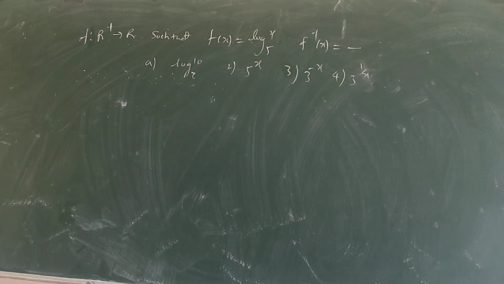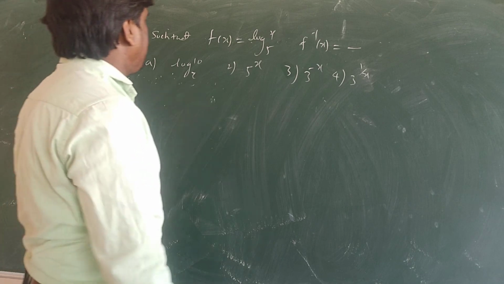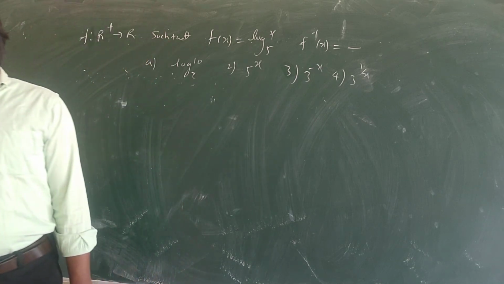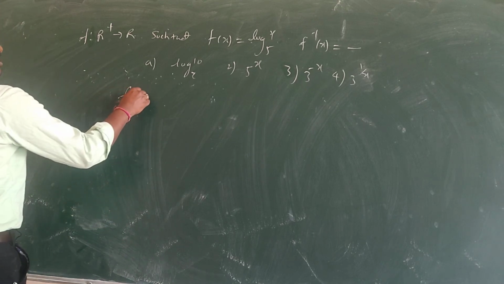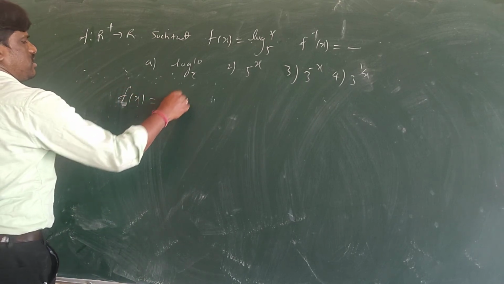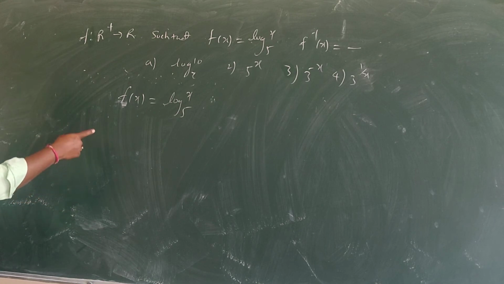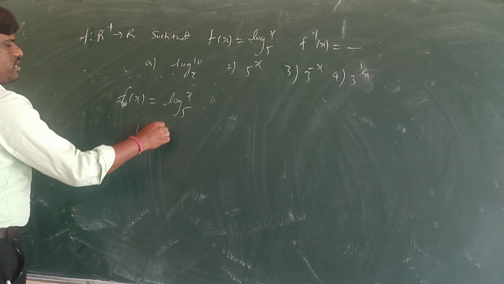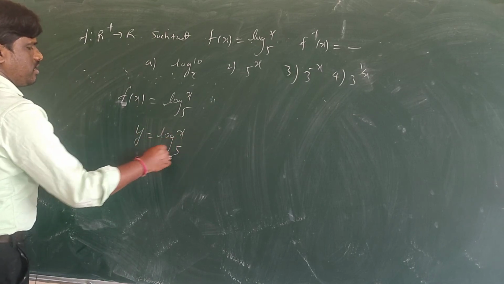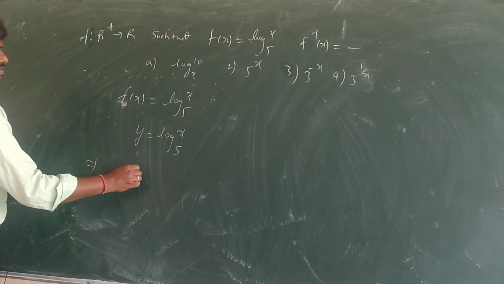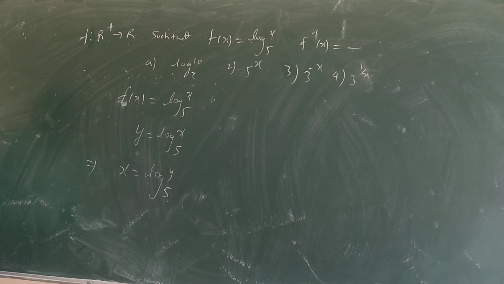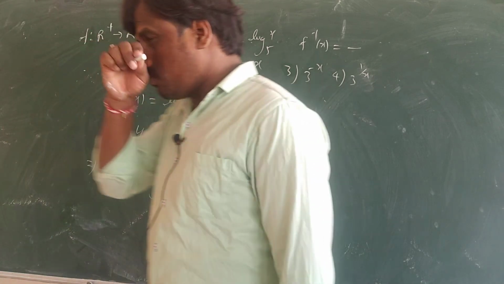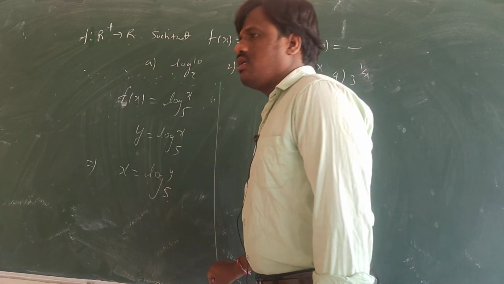See here, next question. R plus to R, f of x is equal to log x with base 5. They asked f inverse x is how much. So simple question. f of x is equal to log x with base 5. Here y is equal to log x with base 5. Replace x as y and y as x. Okay, you need y as the subject, right? So what do I have to apply? Logarithm on both sides.